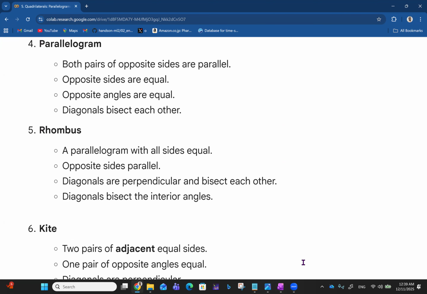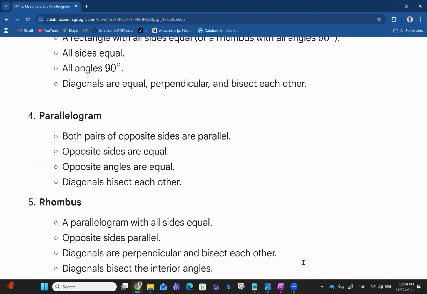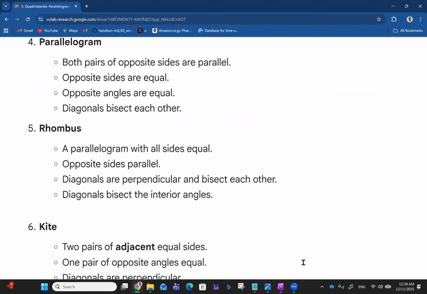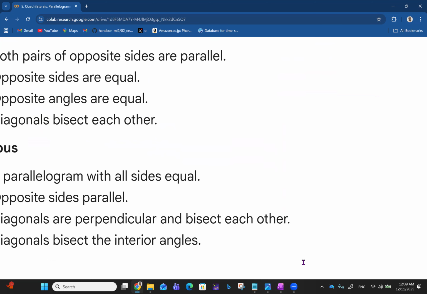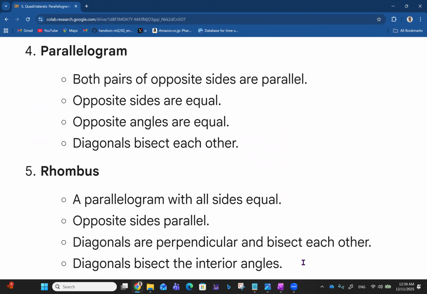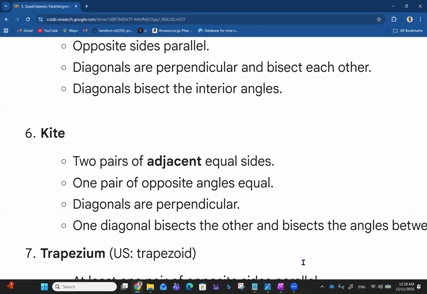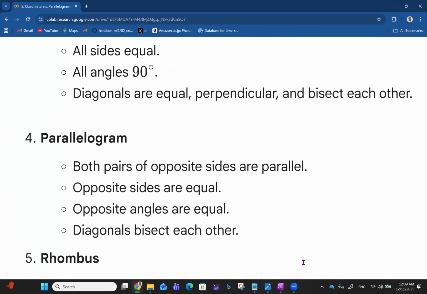But we've already taken care of rectangles and squares in the last video. So now the new set of quadrilaterals we'll be talking about are the following: parallelogram, rhombus, kite, and trapezium. Okay. So let's start with the parallelogram.